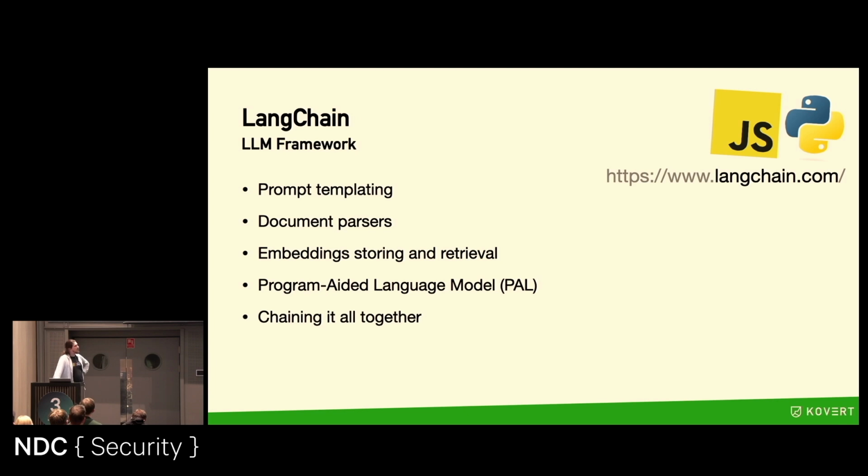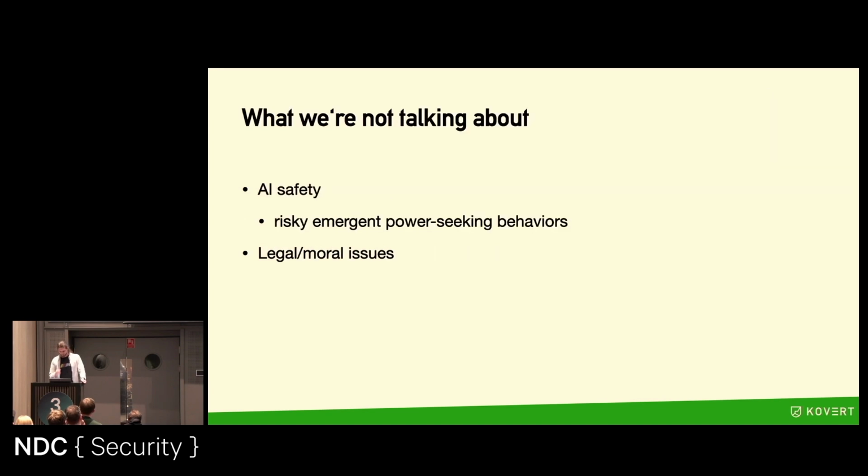But basically, it does some of this prompt templating, so you can use a lot of this ReAct prompting and stuff like that. That's just built into the framework. It makes that very easy. They have document parsers, so that you can easily put that into embeddings and vector databases. And there's program-aided language model, which is basically you give the model a Python interpreter, and then it writes Python code that it runs. And you can chain all of this together, which is why it's called LangChain.